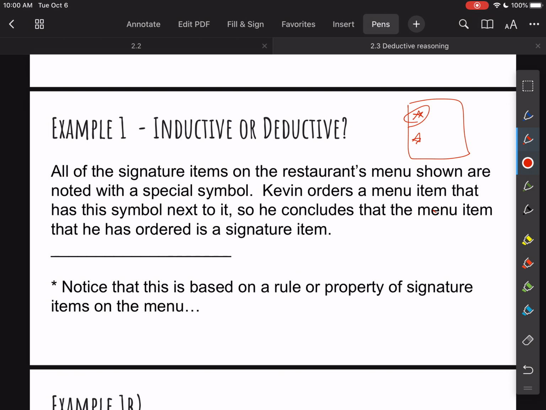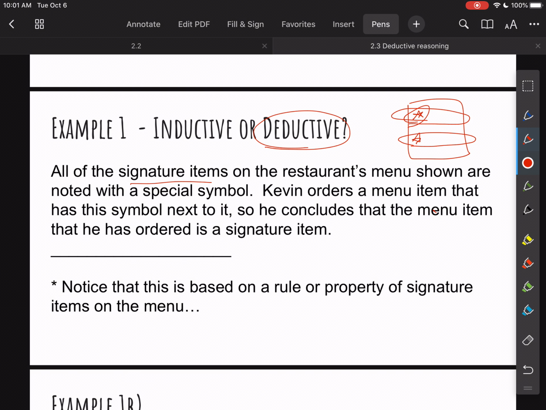So we're trying to figure out, is this a pattern here, which kind of looks like a pattern because it's the same symbol next to the signature items, but it's not necessarily a pattern that we're using to follow. This is more of a definition or a rule. When they made the menu, they put a symbol next to it to define the signature items. So if it has that symbol, it's a signature item. That's just part of the definition of the menu item. So that would be considered deductive reasoning.